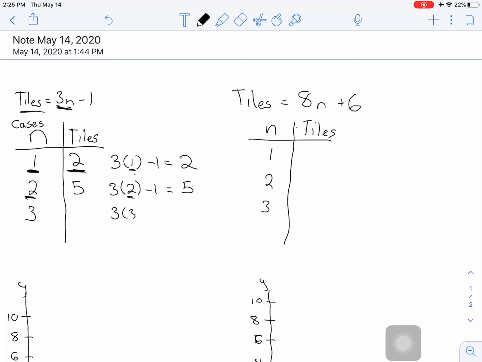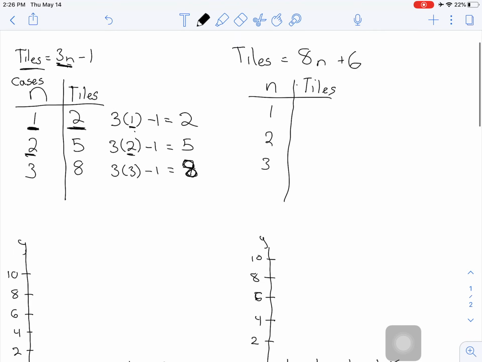So 3 times 3 minus 1 is equal to, oh, 3 times 3, that's wrong, sorry about that. 3 times 3 is 9, minus 1 is 8. Yes, so this would be 8. Now we have, okay, case 1 has 2 tiles, case 2 has 5, case 3 has 8.